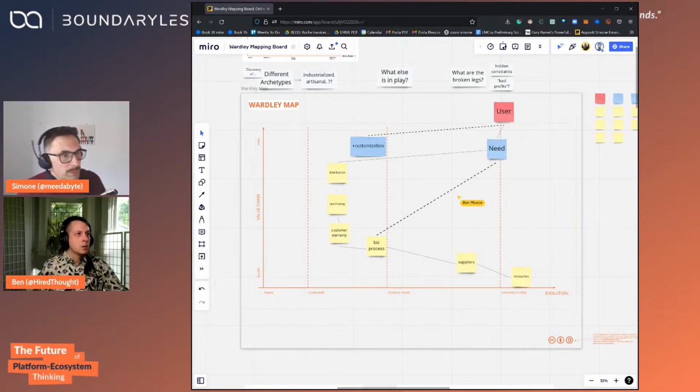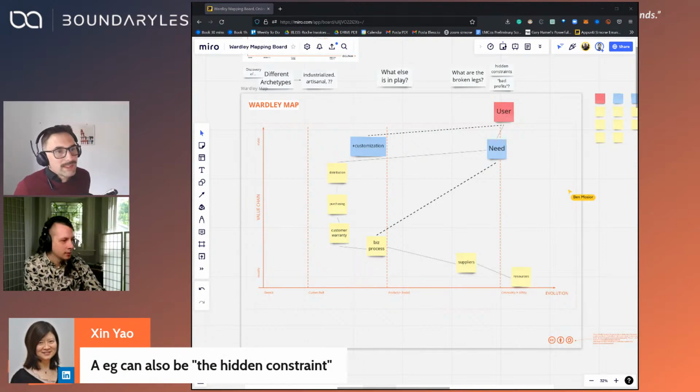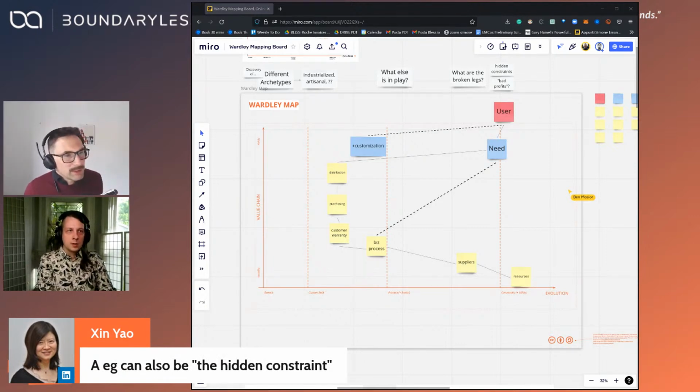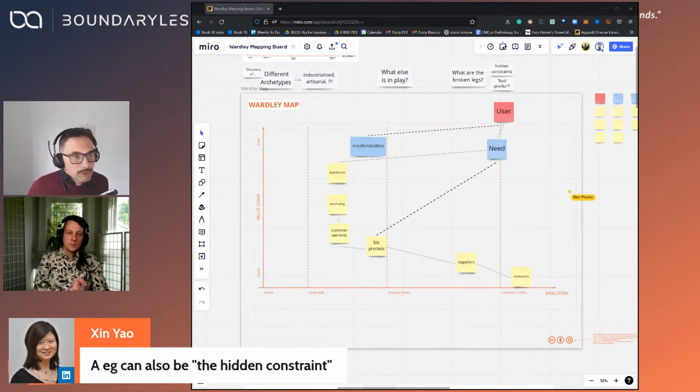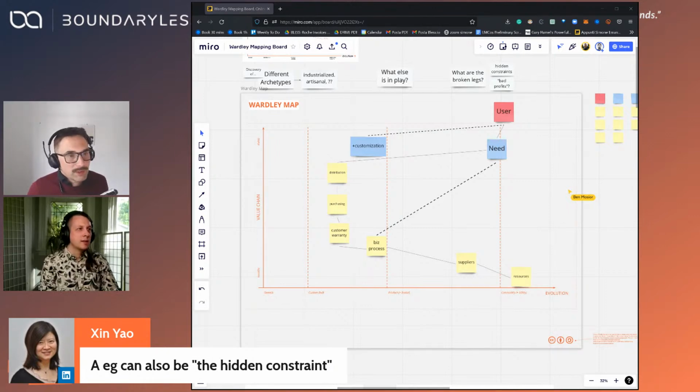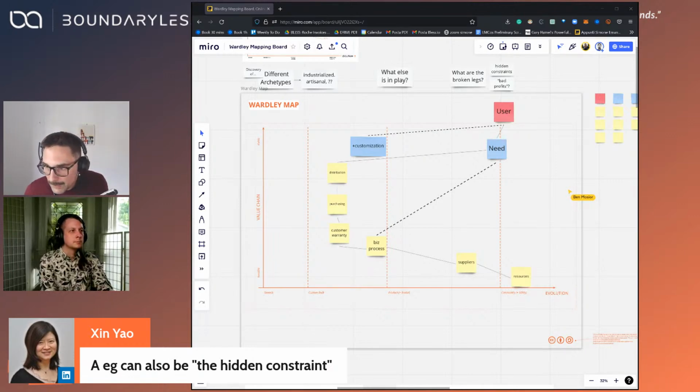Mm-hmm. So a few bits coming from the chat. One seems to be fairly resonant with what you said, right? So hidden constraints, or I added the note mentioning bad profits, right? This idea that there is some kind of weakness, as you said. So that's also a good starting point to see where you can basically peg, or attach, this platform play. Then there are other questions coming up.